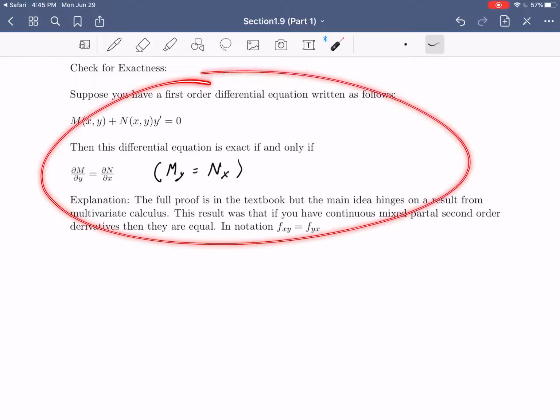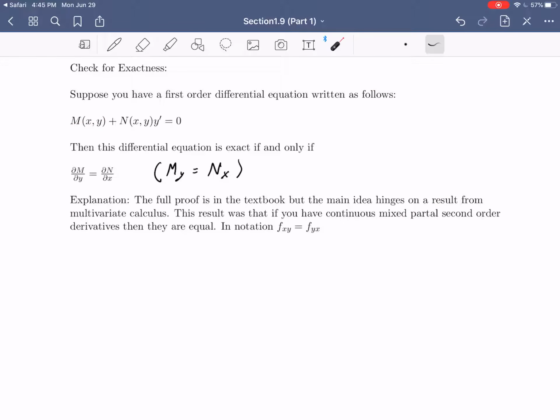The big takeaway from this check for exactness, though, is that if you suspect a differential equation is exact, all you need to do is write it into this format and then check these two partials are equal. If they are, you know it's exact and you can proceed to find the potential function. If they're not equal to each other, then it's not exact and you'll have to think of another way to approach it. All right, let's get into some examples using this check for exactness and also finding out how to actually determine that potential function.